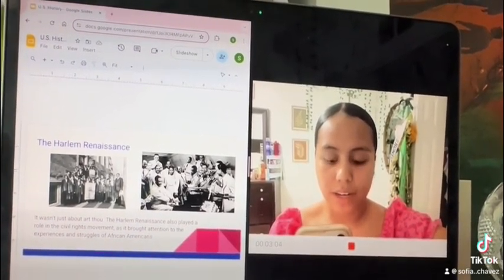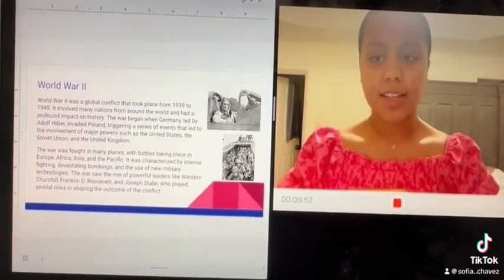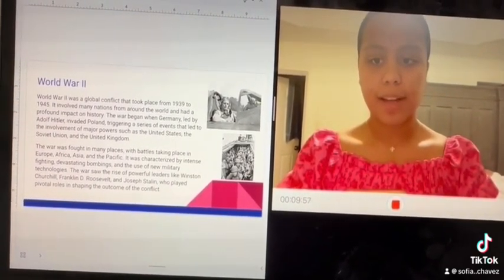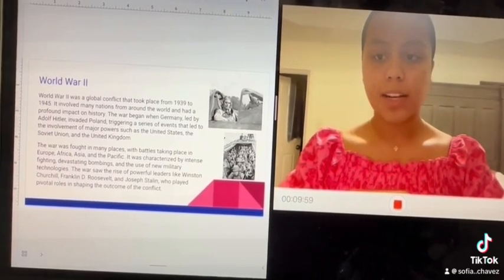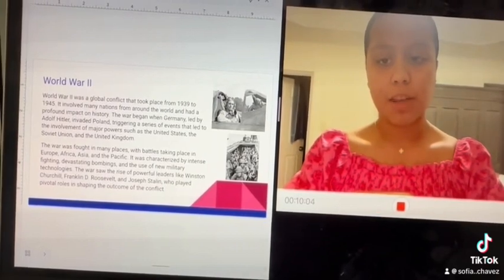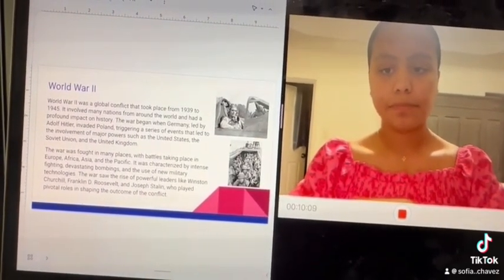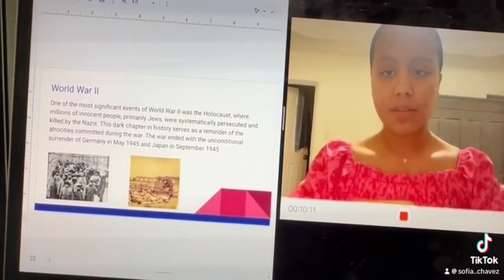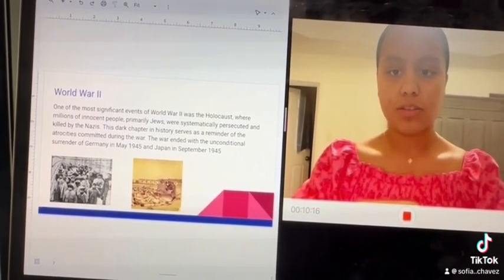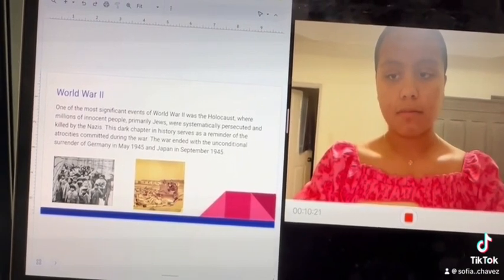World War I was a global conflict that took place from 1939 to 1945. It involved many nations from around the world and had a profound impact on history. The war began when Germany, led by Adolf Hitler, invaded Poland, triggering a series of events that led to the involvement of major powers such as the United States, the Soviet Union, and the United Kingdom. One of the most significant events of World War II was the Holocaust, where millions of innocent people, primarily Jews, were systematically persecuted and killed by the Nazis.